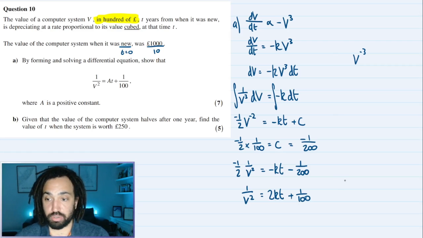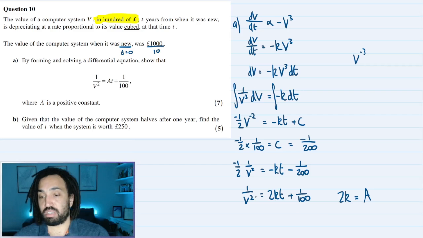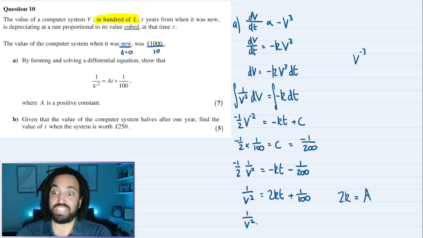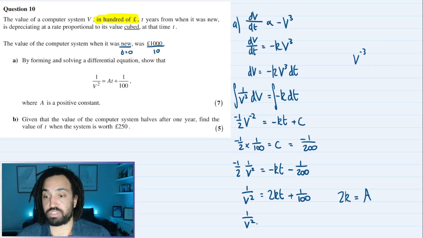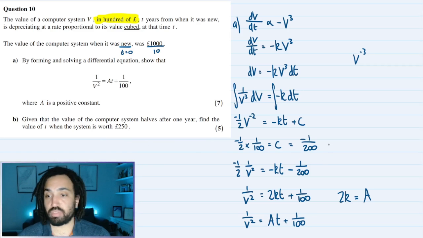Okay, now what we can do is we can say that our constant 2k, we can just label it a different constant. Why not? Let's just label it capital A, which we absolutely could do because, again, we've just defined that as a constant. We don't know exactly what the constant value is yet, so rather than just calling it 2 times something, we can just call it one lot of something else. So that is capital A t plus 1 over 100, and that is as required. Fantastic.